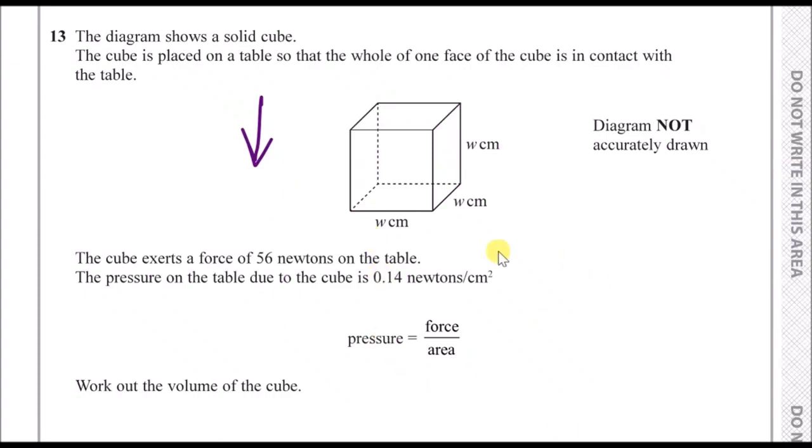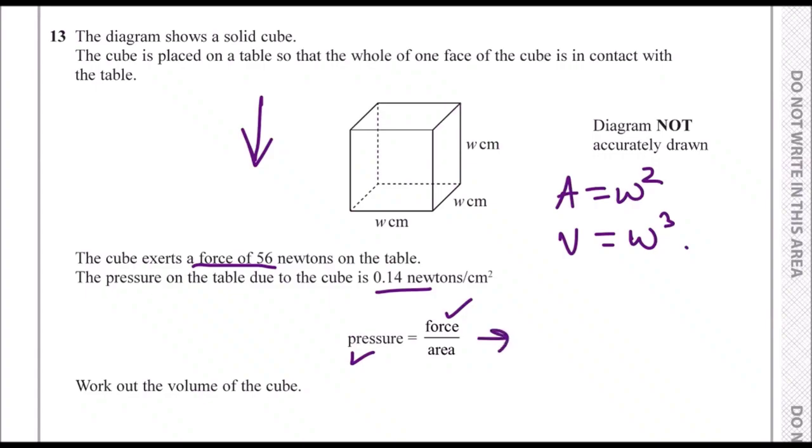First things first, we know that the pressure itself is 0.14. The force is 56, so that's these two covered. So we can work out the area, and the area is basically base times height. In other words, W times W, which is W squared. So I can write that down here. And the volume itself is base times height times width, so W times W times W, which is W cubed. Now, essentially, we just need to find what W is.